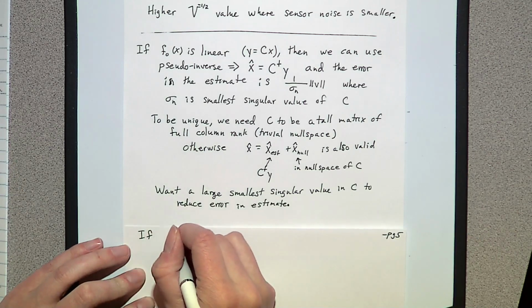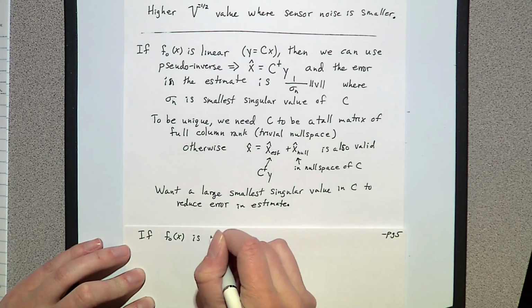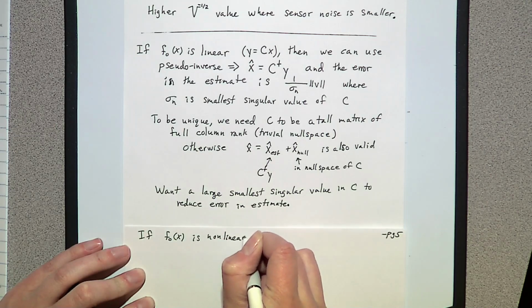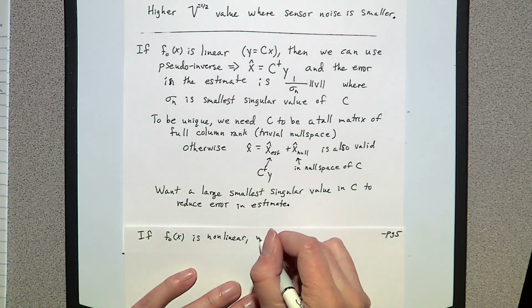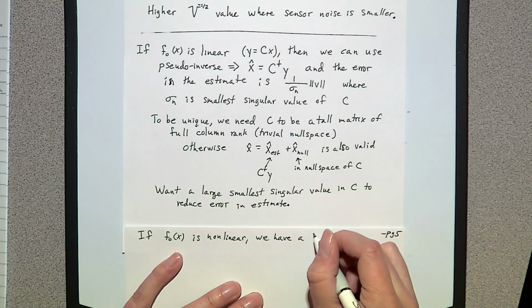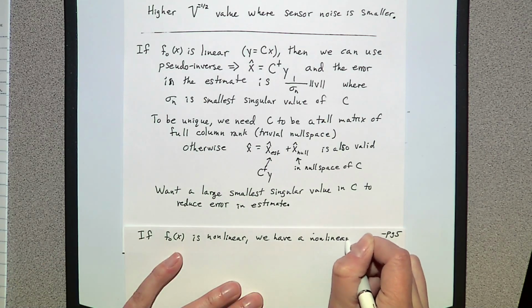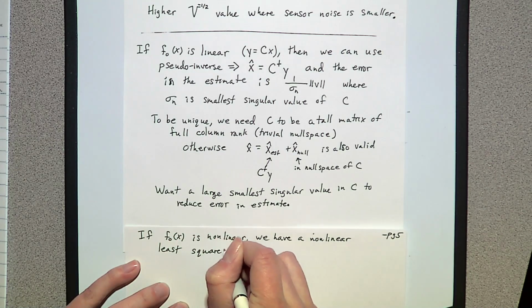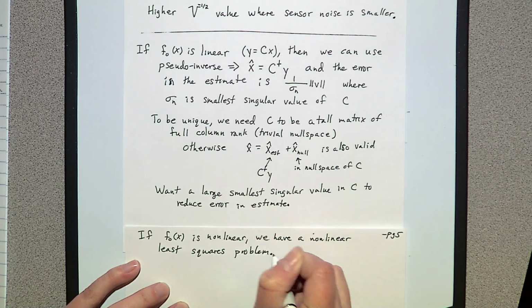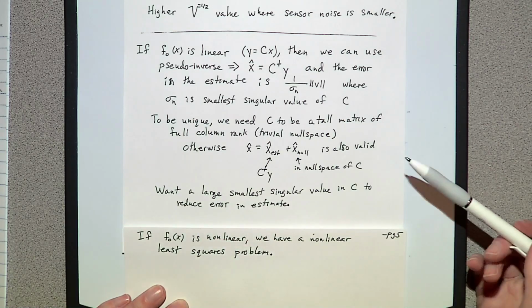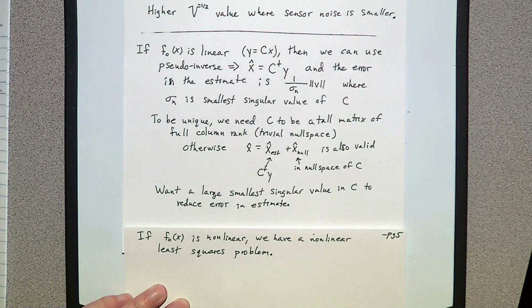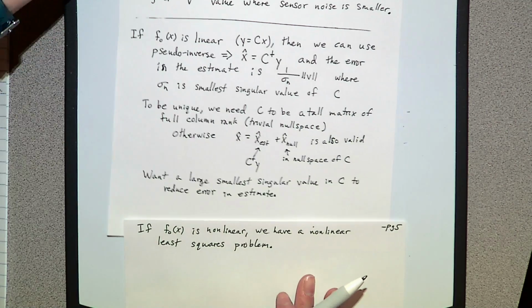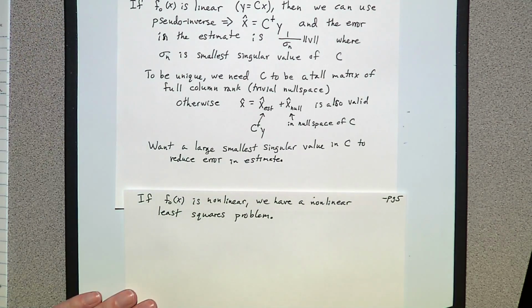Now, if f0(x) is nonlinear, now we have to try and solve a nonlinear least squares problem. So in the linear case, we had simple least squares, and we know the solution to that is just the pseudo-inverse. But now that we have a nonlinear system, how would we actually do that?